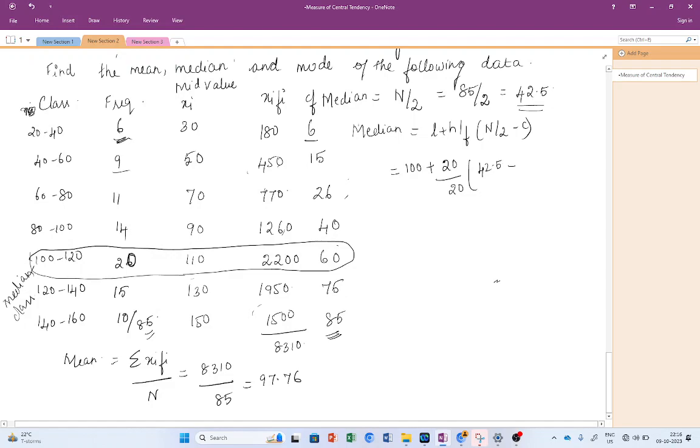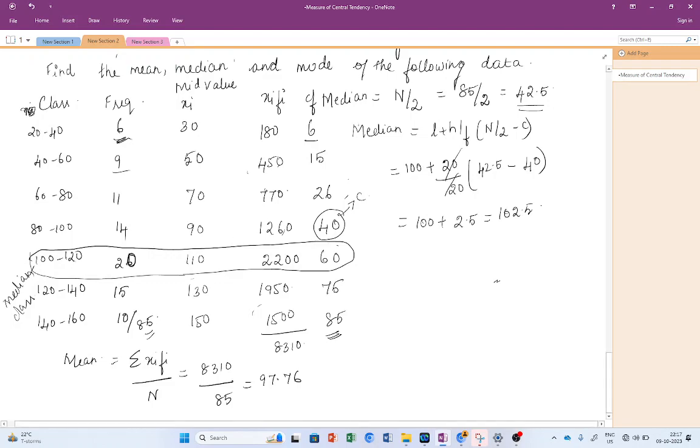42.5 minus C. When you are writing C, you have to be very careful. You have to see C in the cumulative frequency table, but the preceding one. So this is your C. C is 40. Okay, so when you solve this, it will be 100 plus 20, and 20 will get cancelled. So it is 2.5. So it is 102.5. This is your median.